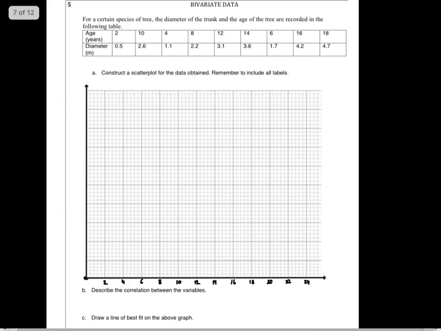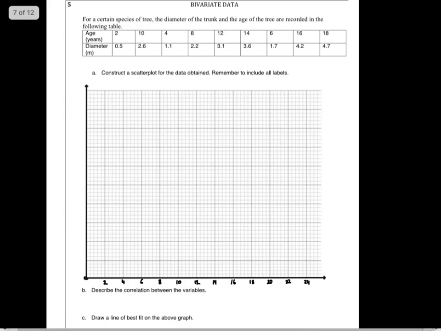Okay, so the next one here, we have a question about some data. For a certain species of tree, the diameter of the trunk and the age of the tree are recorded in the following table. So this is bivariate data, where we've got pairs of data of age in years and the diameter that the tree will be at that age in meters. Okay, so let's construct a scatter plot for the data obtained. Alright, let's do a scatter plot.